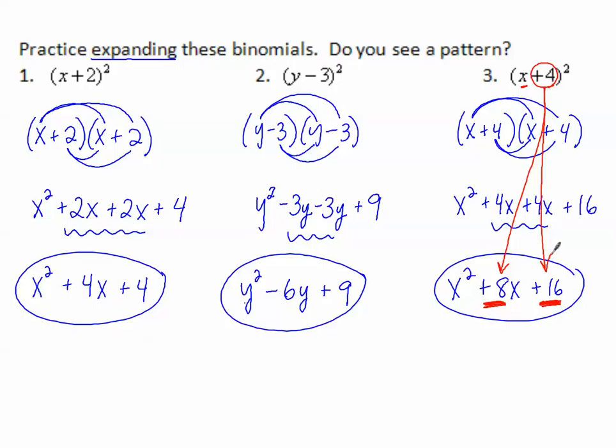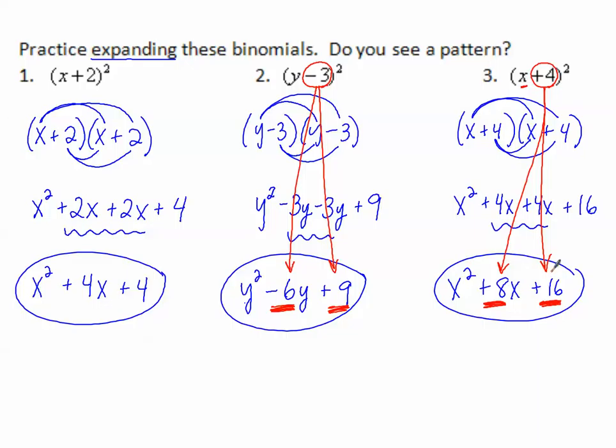Look at number 2. The number is negative 3 in the binomial. How do we go from negative 3 to the middle number, negative 6? Is it the same way you thought that we go from positive 4 to positive 8? How about from negative 3 to positive 9? Is it the same way you thought to go from positive 4 to positive 16? Would you like to pause the video and talk about it with somebody or yourself?